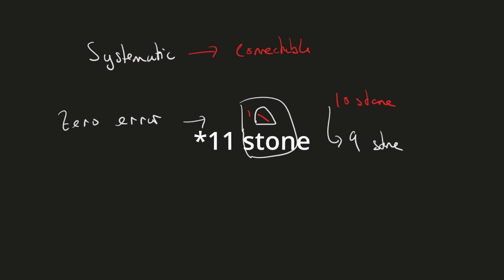That's your zero error, and that can be introduced in something like your weighing scales, or if you're measuring something and you don't start from 0, again you have a zero error. But you can correct for this if you actually know the zero error. If you know that all your measurements start from 1 stone, then you can just take off 1 stone at the end.